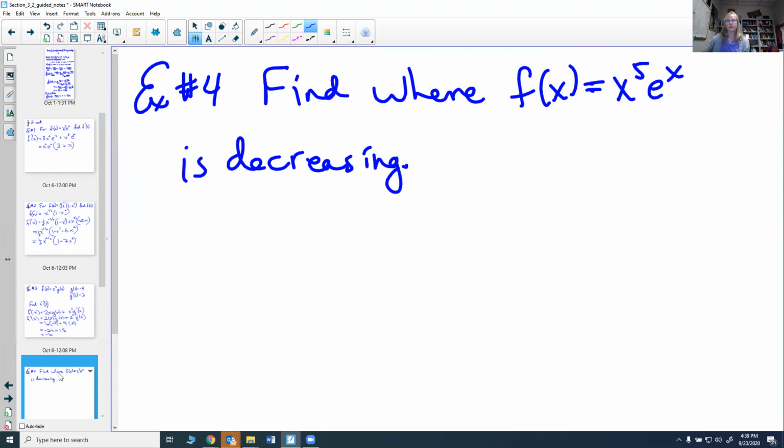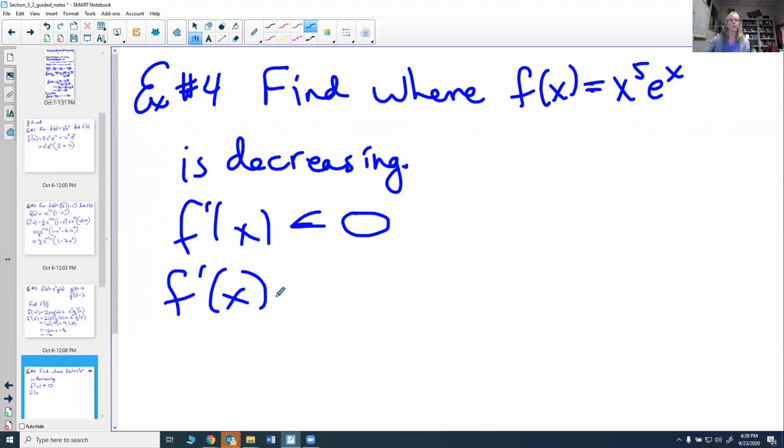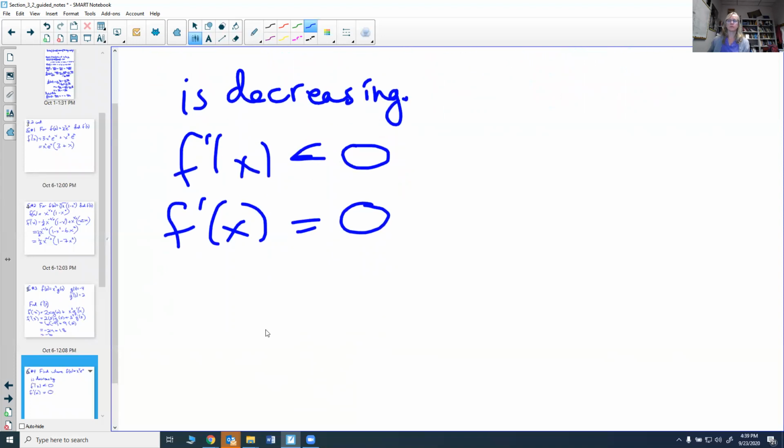Well, another one I want to do is let's find out where this function is decreasing. Remember that when we're looking for decreasing, we're looking for where the derivative is negative. So where is the derivative negative? Well, that's kind of hard to do right off the start. So let's actually just find the derivative. And then we're going to find out where the derivative is 0.